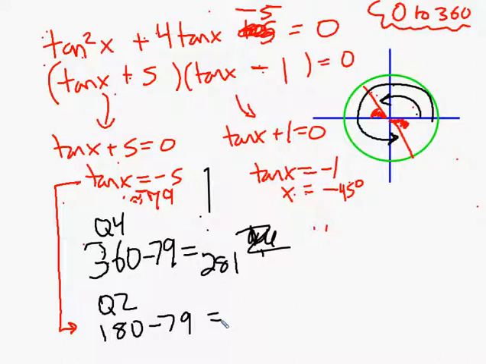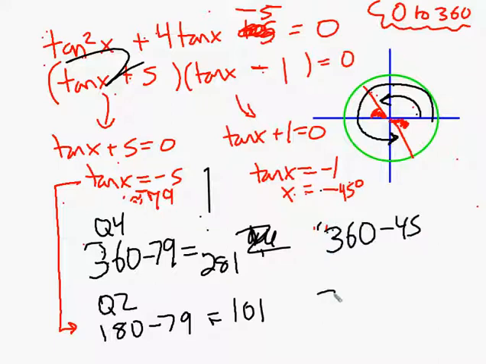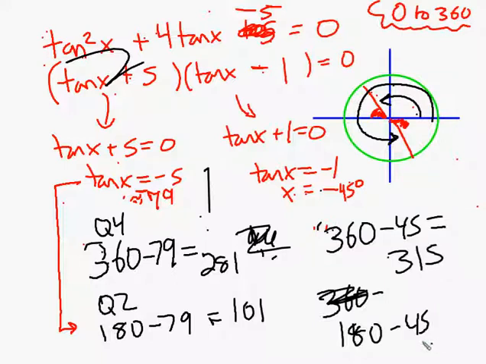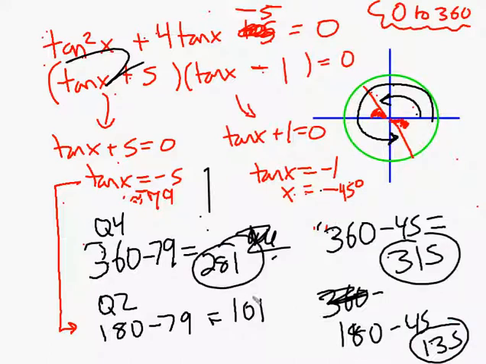So what about the 45? That is 101. Okay, so now the 45 degrees is going to be still the same 2 quadrants, right? So 360 minus the 45, and 180 minus the 45. Okay, so I do both of those. So I get 315 and 135. So I have 4 answers in this case, right?